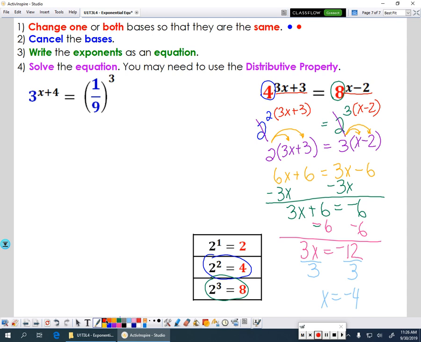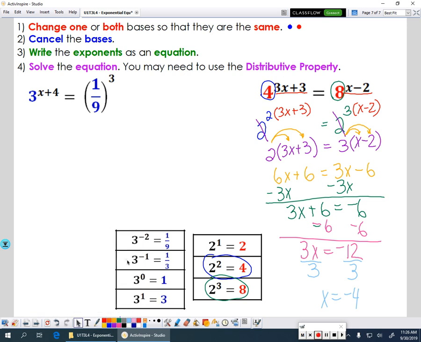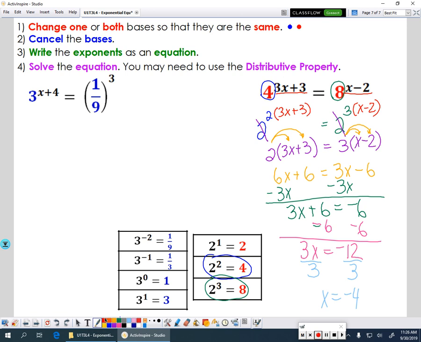So I have the power of 3 over here and 1/9, which I know I can change into a power of 3. So I'm going to look at my chart. 1/9 is the same as 3 to the negative 2nd power. I see 1/9 is right here. So this is going to be 3 to the negative 2nd power. Everything else is going to stay the same. And I have my original exponent here.